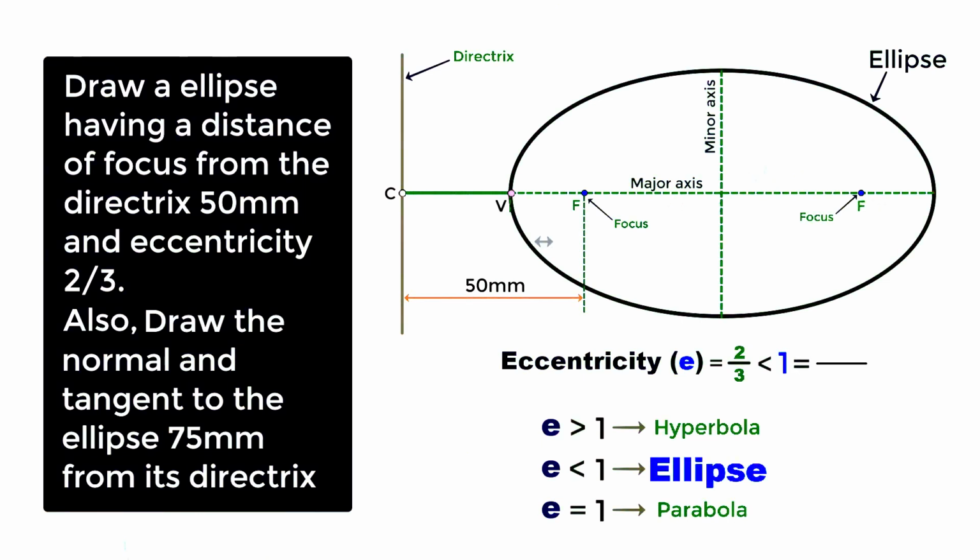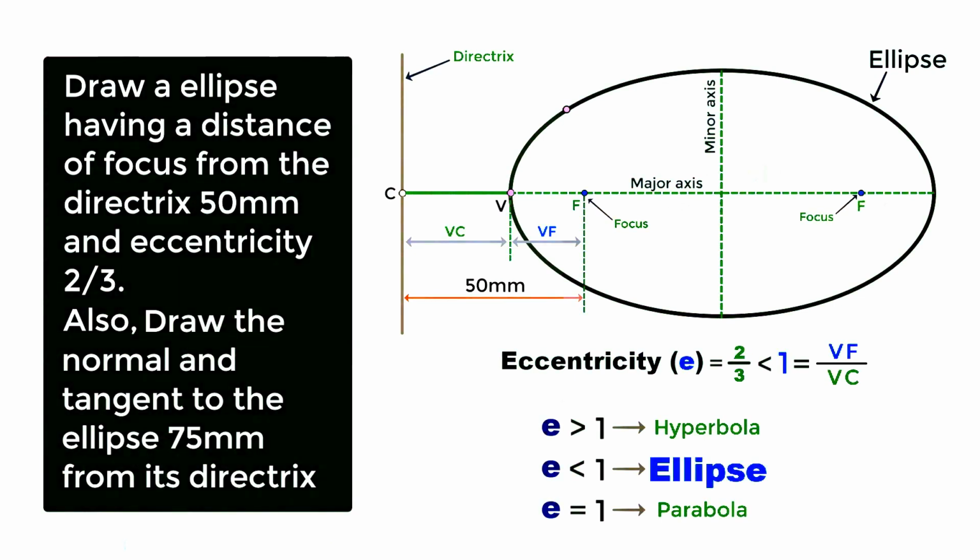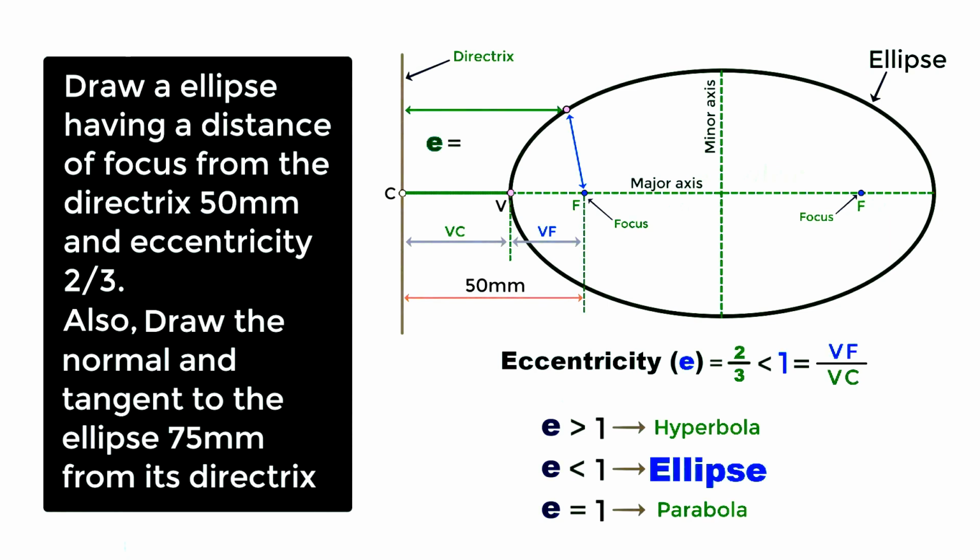Eccentricity is the ratio of the distance of a point on an ellipse from the focus to the distance of the same point from the directrix. This means that if we take any point on this ellipse, the ratio of the distance of this point from the focus to the distance of this point from directrix will be equal to 2/3. The eccentricity is given as 2/3.